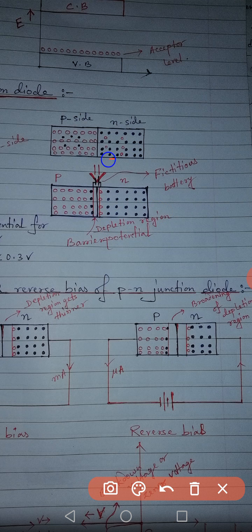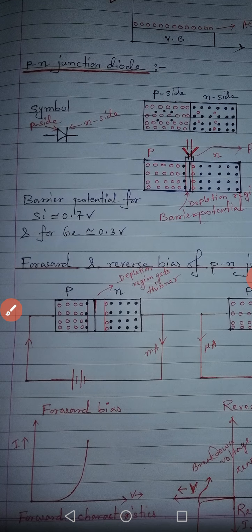And the fictitious battery is providing some potential difference. This is called barrier potential. So here we are getting two terms: barrier potential created at the junction, and the junction which is free from any free charge carrier, this is called the depletion region. Okay, so we got these two terms.